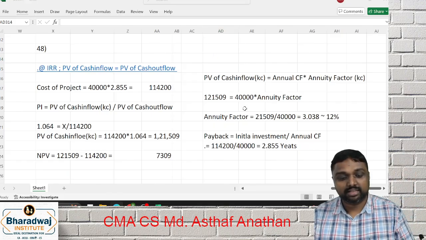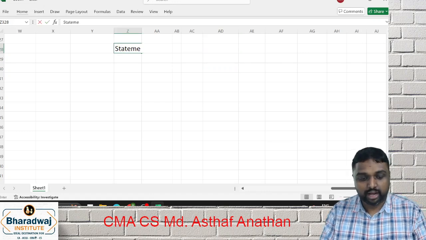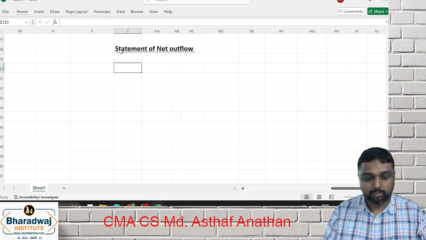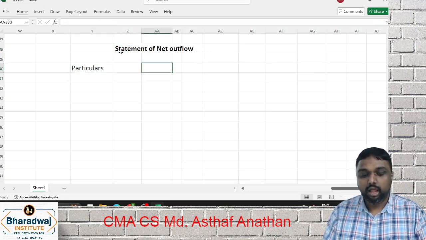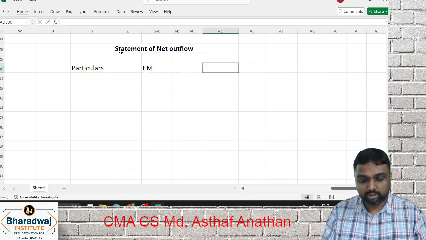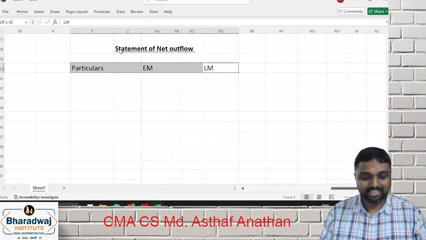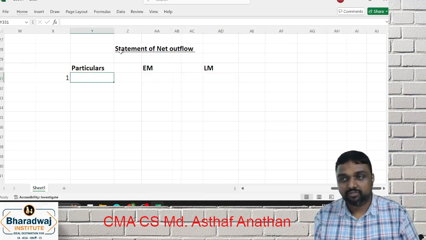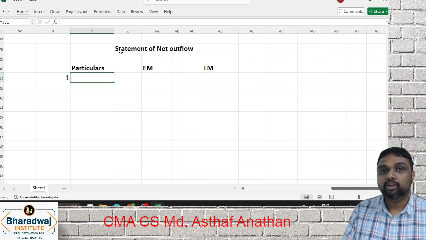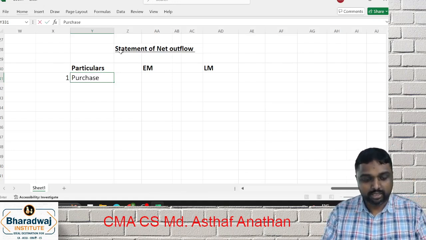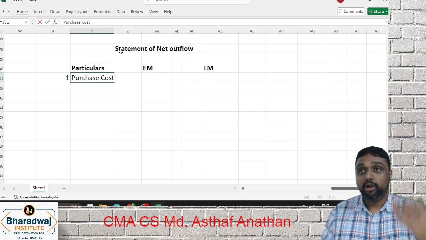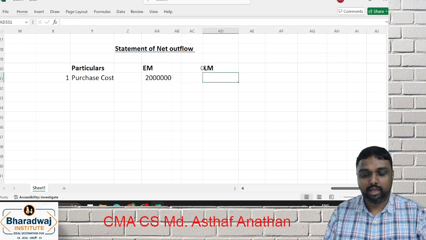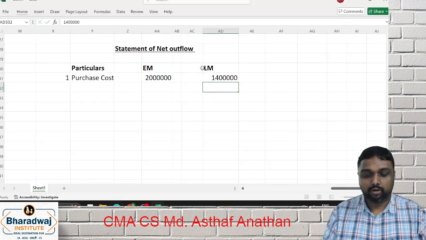So this is the case which I discussed as the third method, that is statement of net outflow. You have to go for statement of net outflow. So with your permission, we'll start, friends. We have two machines, EM machine and LM machine. So how will we start, friends? I will do a very short method. You might have written a detailed method. First, purchase cost. What is the time value of purchase cost now, today? You have to multiply with 1. So 20 lakh into 1, 20 lakh only. Here you will have 40 lakh into 1, 40 lakh only.